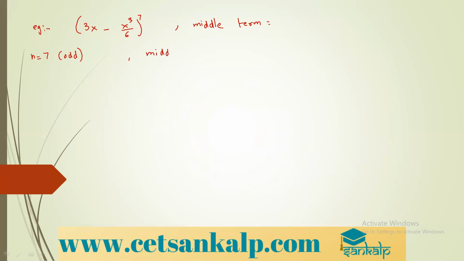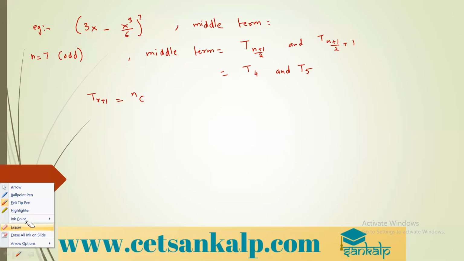And when you have an odd number, what is the formula to find the middle term? There will be two middle terms. One is the n plus 1 by 2th term, and the other one is the n plus 1 by 2 plus 1th term. Two terms will be there. So I will put n as 7. So 7 plus 1, 8 by 2, the 4th term, and 1 extra, the 5th term. These two I have to find. So how will I find this? T r plus 1 equals, I will write a little bit down.